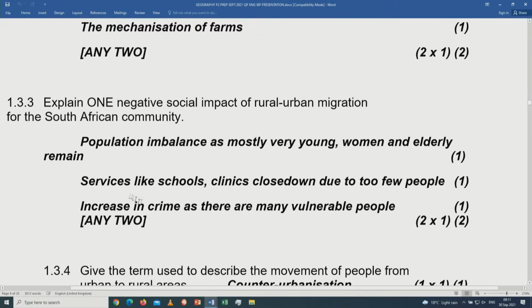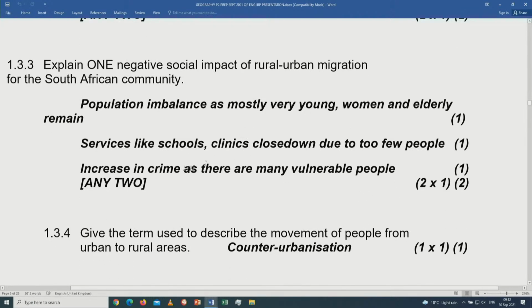Let's continue to the next question, which is 1.3.3. Explain 1 negative social impact of rural-urban migration for the South African community. There are many answers there. The negative social impact of rural-urban migration could be population imbalance, as mostly very young people, women, and elderly remain. Then we have services such as schools and clinics going to close down due to few people. Then the other negative social factor could be increase in crime, as there are many vulnerable people. So out of all these answers, we only allocate for any 2. So it will amount to 2 marks.